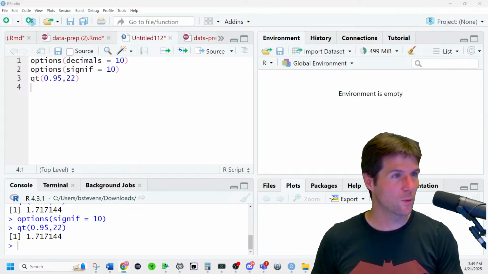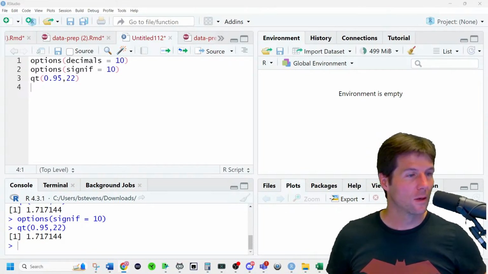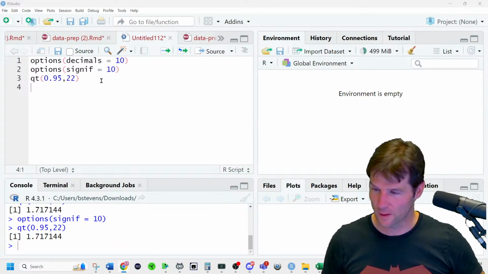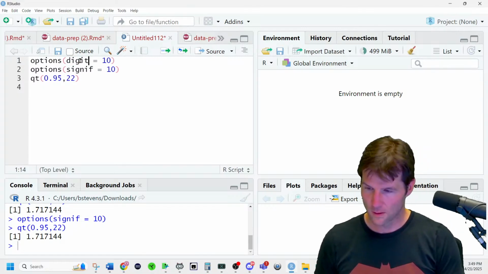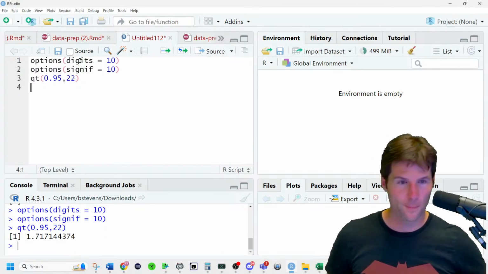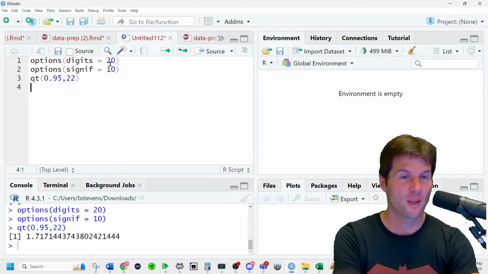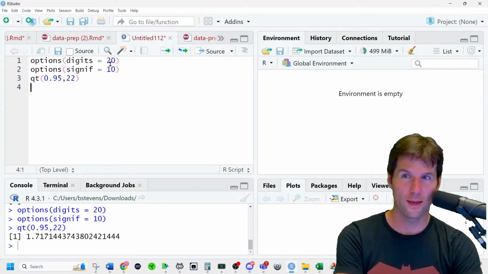Changing decimal reporting in R. Those options. Options digits equals 4. There it is. Digits. There we go. There you go. So you can get all the values reported to you.